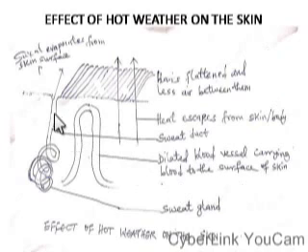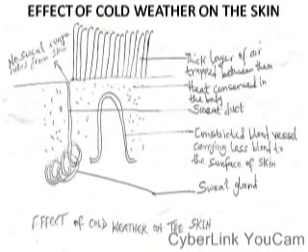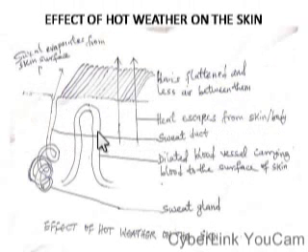Look at the sweat gland in this drawing. Look at the sweat pores in this sweat gland. It has become constricted. It is not wide open as that of the hot weather. Look at this blood vessel. It has become constricted. It is not wide open as that of the hot weather. This one is wide open. Note that this one also is wide open, so it is wide open to allow the production of more sweat to the surface of the skin.